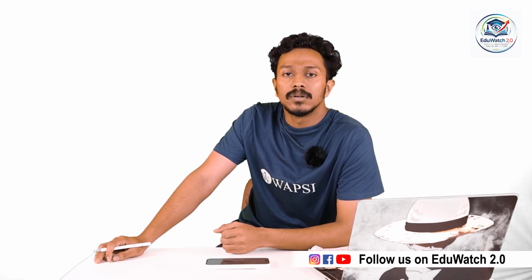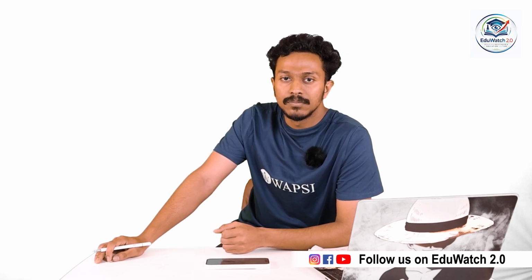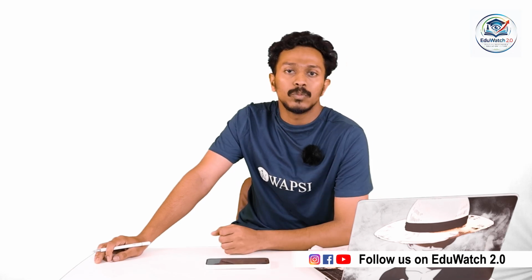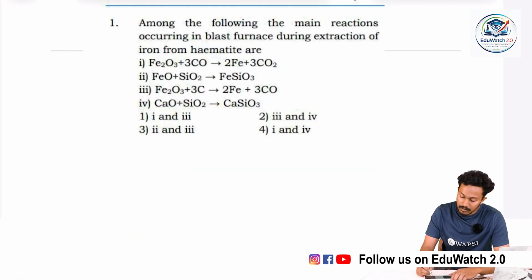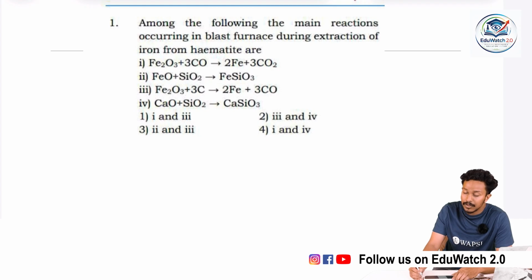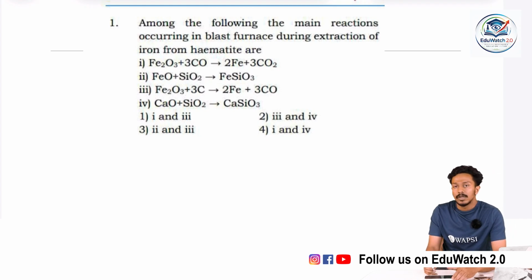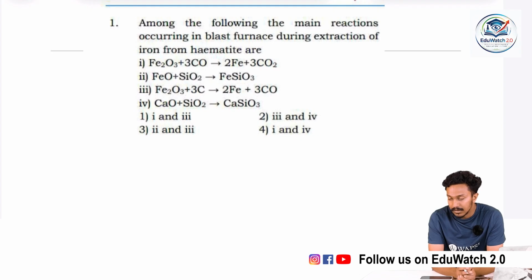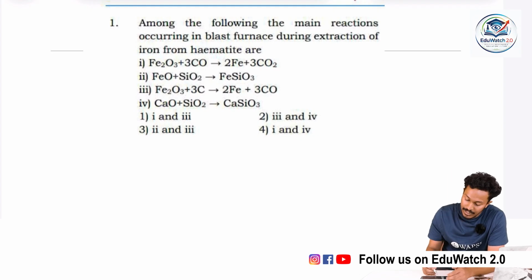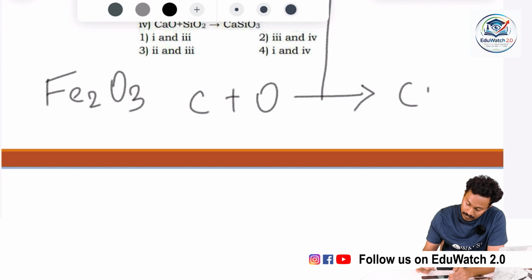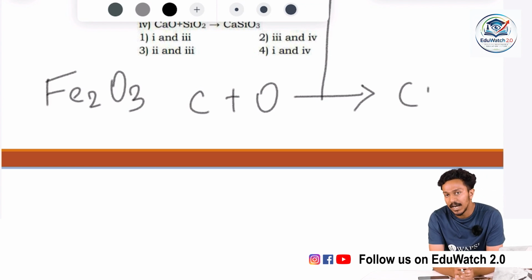Today we are going to discuss previous year questions on KCET. Shall we move on to the first question? The first question is: among the following, the main reactions occurring in the blast furnace during the extraction of iron from hematite are. As we all know, hematite is ferric oxide, Fe2O3. We extract iron from this hematite ore by heating with carbon or coke.